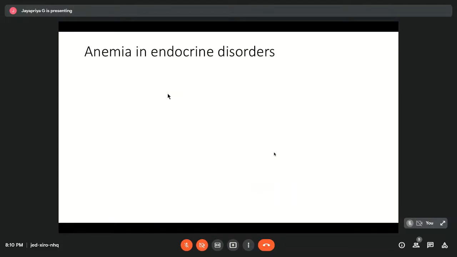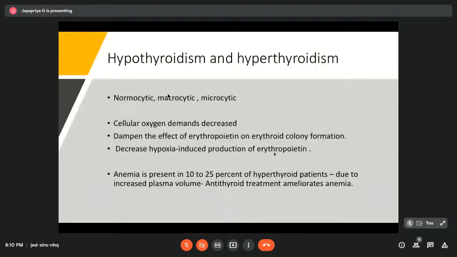Now coming to the abnormalities in endocrine disorders. First coming to hypothyroidism and hyperthyroidism. In hypothyroidism, it can be normocytic, macrocytic, or microcytic anemia. Basically, hypothyroidism is a hypometabolic state. So the normal cellular oxygen demand itself is reduced in a patient with hypothyroidism. As a result, the hypoxia-induced production of erythropoietin will be decreased. So it is one cause of anemia.